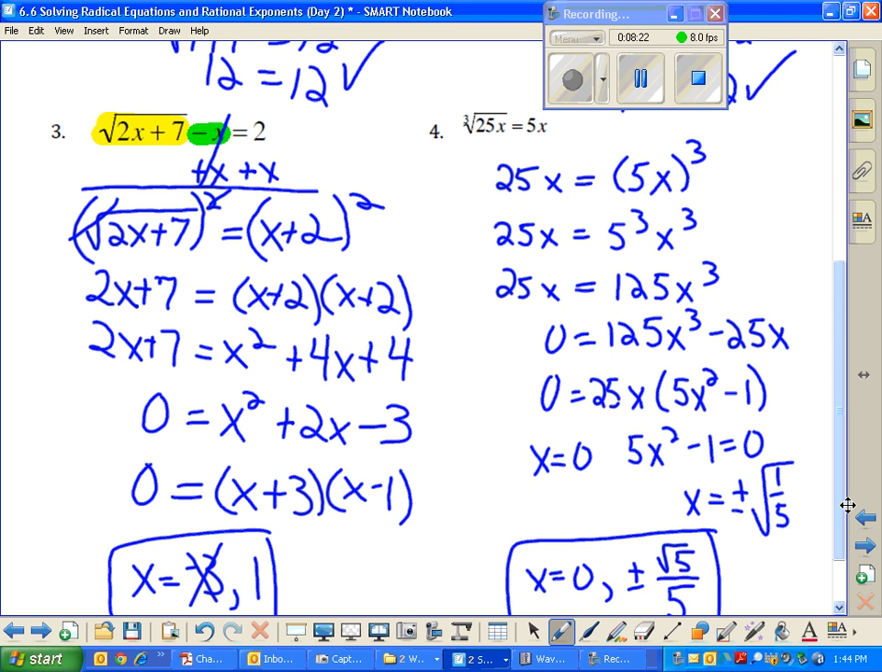So number 4, you're just checking that. If you're like, wait a second, I got plus or minus the square root of 1 over 5, but why all of a sudden is it plus or minus the square root of 5 over 5? You could look on the sideboard over here. You had to rationalize the denominator. You know that you can't leave a fraction in the bottom, a radical in the bottom of your fraction. So you did have to rationalize there.